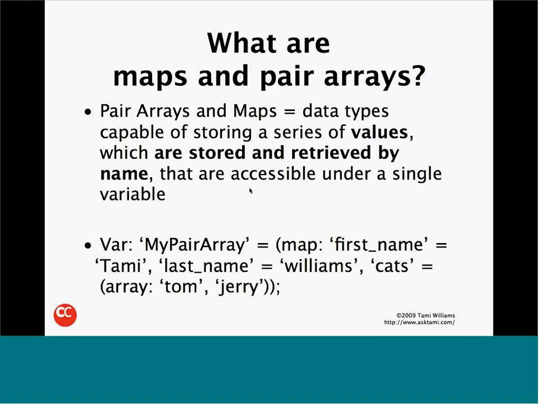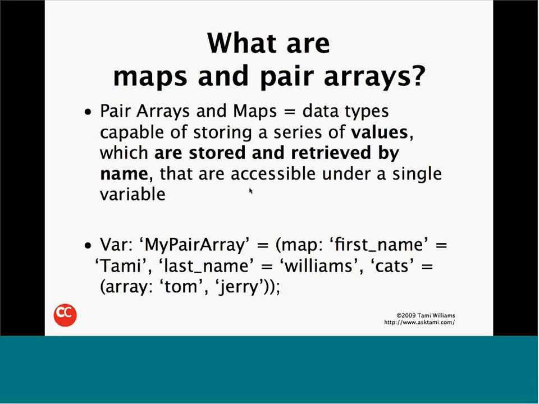Just like in a database where you cannot have two fields with the same field name, maps and pair arrays do not allow two keys to have the same name. Each element of a map or pair array has a unique name. In some arrays, each element does not have to be unique. In fact, if you create a new element in a map or pair array with the same name as an existing element, it overwrites the existing element.